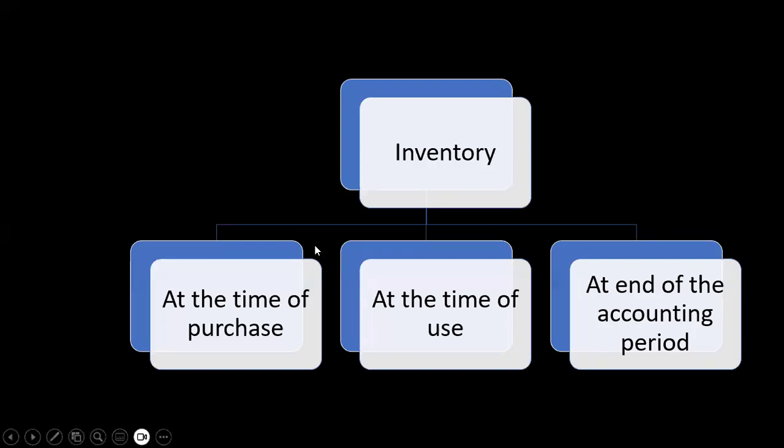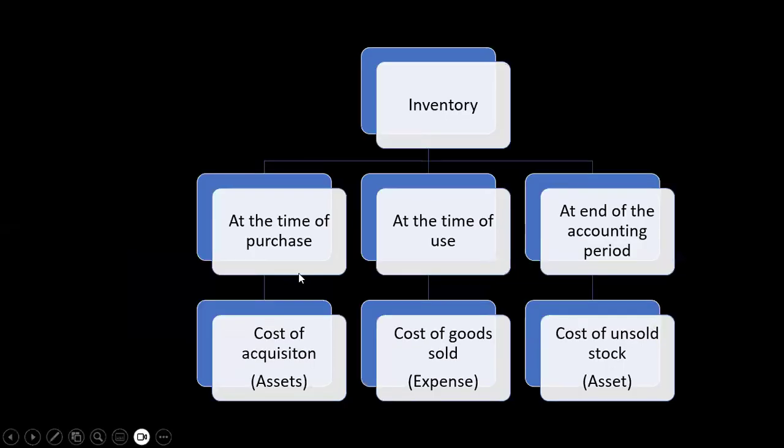So when we get into Ind AS 2, there are important issues that need to be observed. It talks about the measurement of inventory at the time of purchase, at the time of use, and at the end of the accounting period. At the time of purchase, it's the cost of acquisition. Ind AS 2 will tell us about the cost of acquisition.